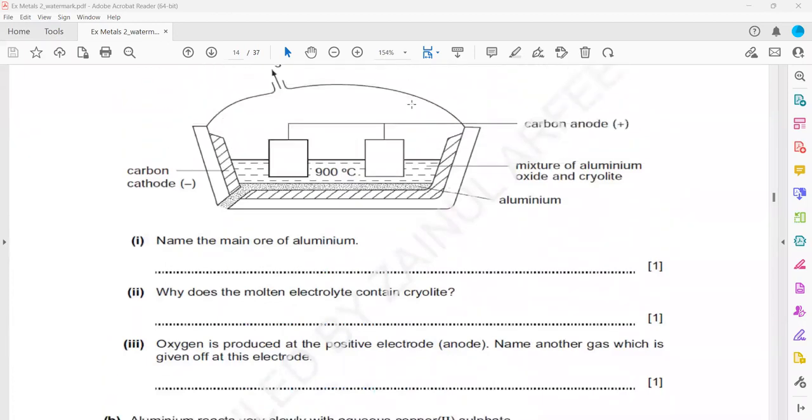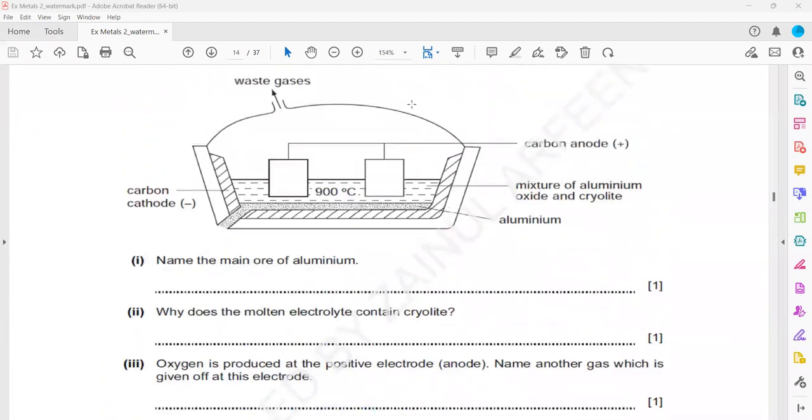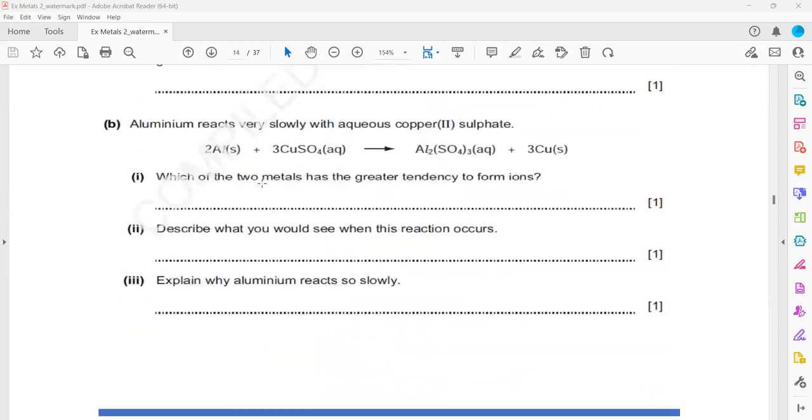Then oxygen is produced at the positive electrode. Name another gas which is given off at that electrode. So the gas which is produced, that's right. You can use your mic, chat, or screen annotation to answer. Those who are answering in the chat, it's also fine. So carbon dioxide is the gas.